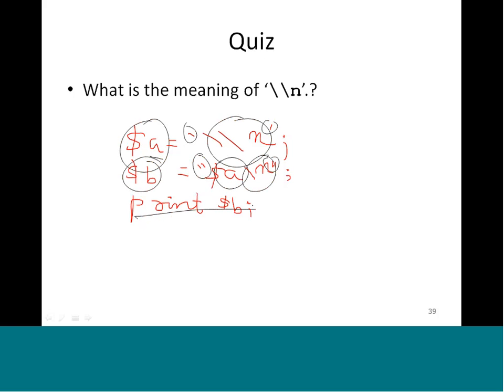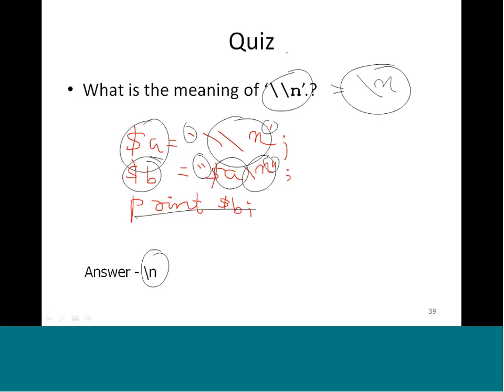If you haven't, you can still try it out. But I'm going to give you the answer essentially today. So the answer is actually, for printing the $b, it's the backslash n. Basically, this is also equal to backslash n.